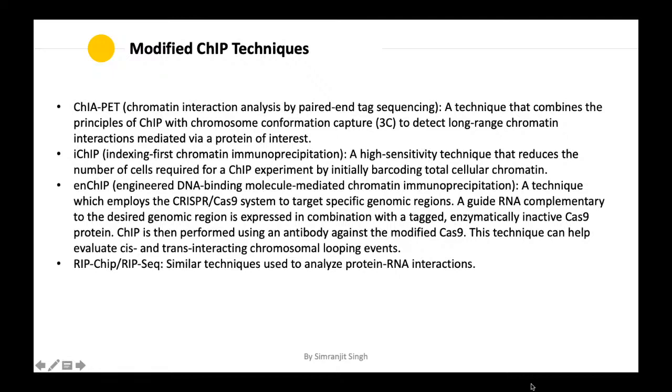There's RIP-ChIP, which is a similar technique to understand protein-RNA interactions.